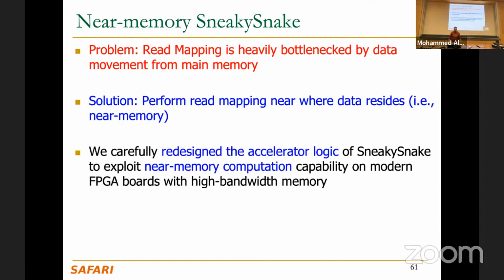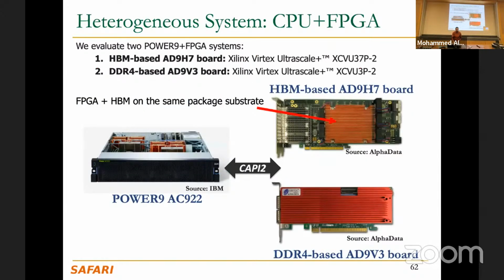So we redesigned the accelerator logic of SneakSnake so that we can leverage these recent FPGAs. This is the Power 9 system, where we have the HBM FPGA. This is HBM plus the FPGA coupled together. And this is where we have traditional FPGAs with DDR4.